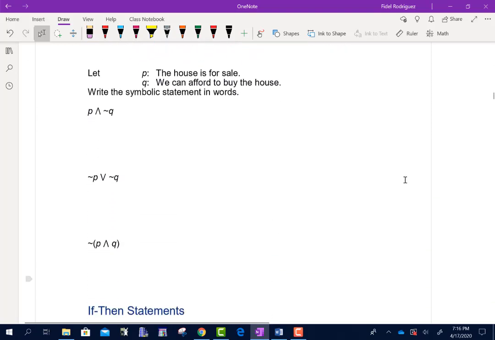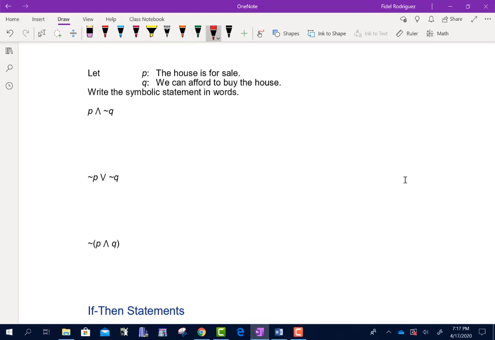All right, so let's go through the next part here. It says, P is the house is for sale. Q is we can afford to buy the house. Now it's asking me, write the symbolic statement in words. So guys, again, one thing I want to mention about these homework problems, they're going to be multiple choice. So you're not actually going to have to type anything out or write anything down. You're just going to have to ask yourself, which is the right answer? I'm writing them out so that you can see what's going on. But again, you'll just be doing a multiple choice type problem.